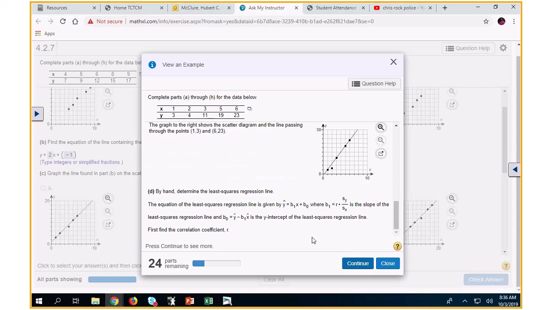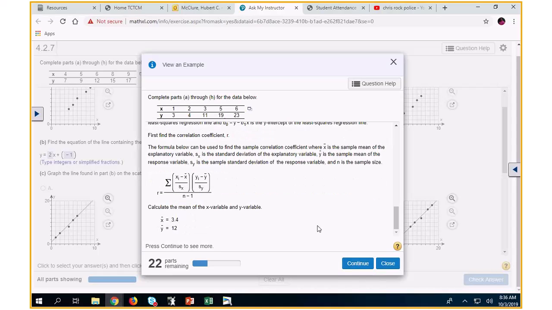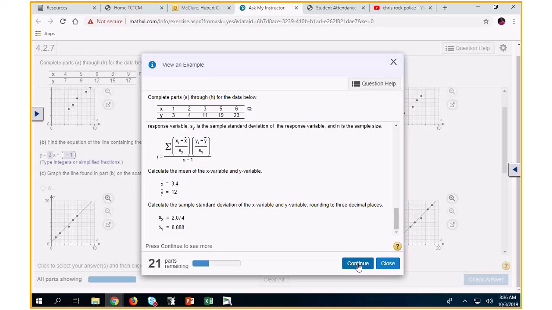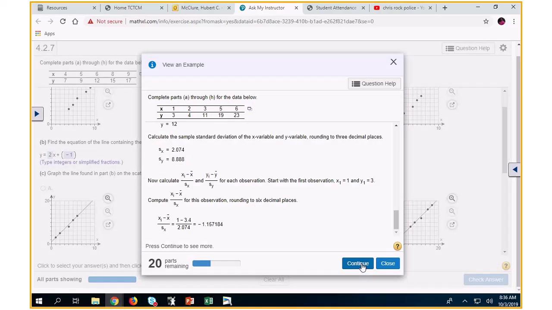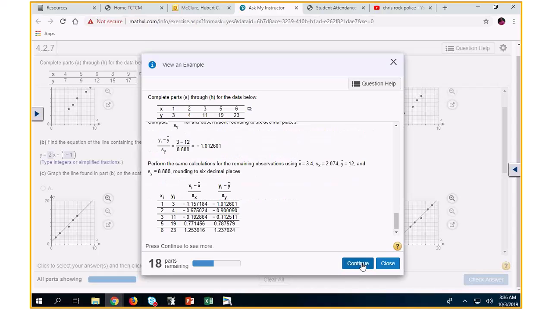D, by hand. Yeah, this is where you do all that math I don't ask you to do. But there it is. Remember me telling you to skip that in the book? We're not doing that. I just want R, and that's the sum of X and the sum of Y, and that's the sum of SX, and that's a pain. 21 parts. Okay. That's why I don't do it. So you're still not done with D.